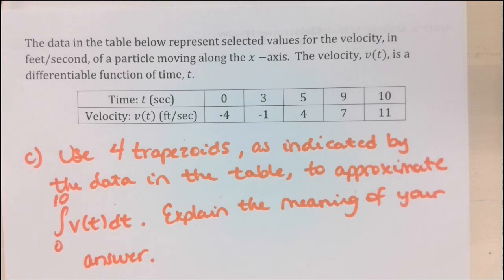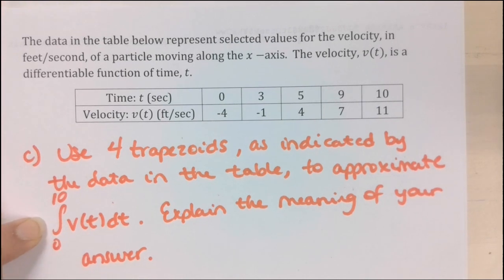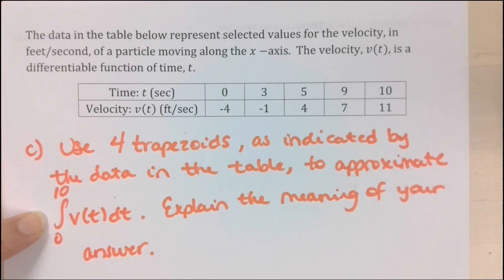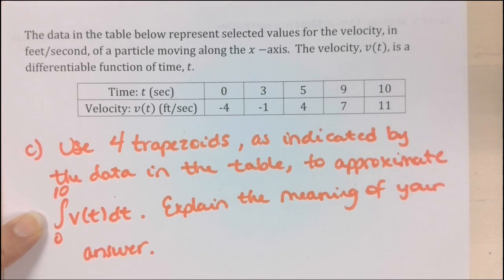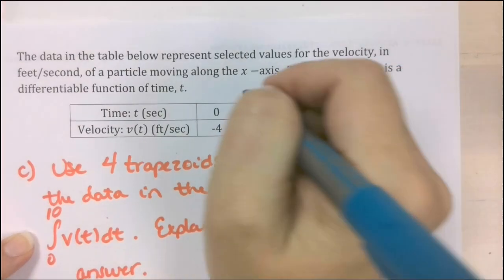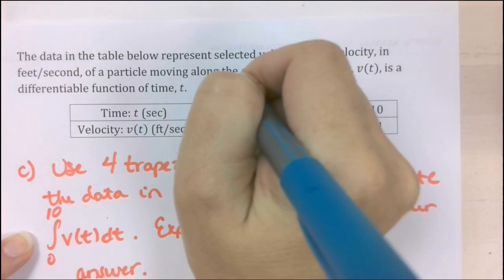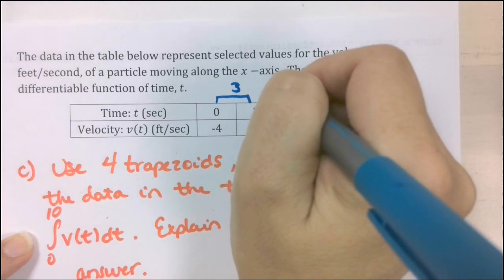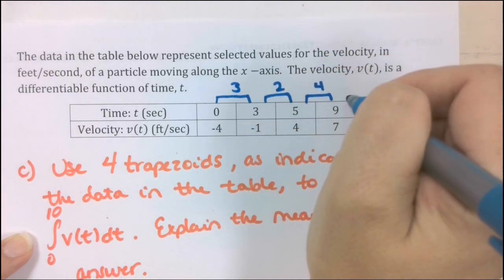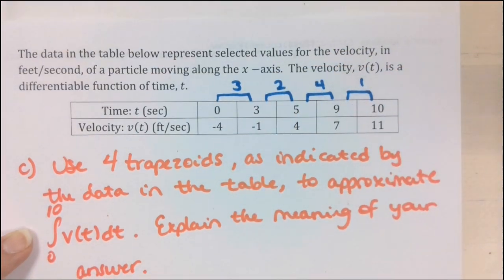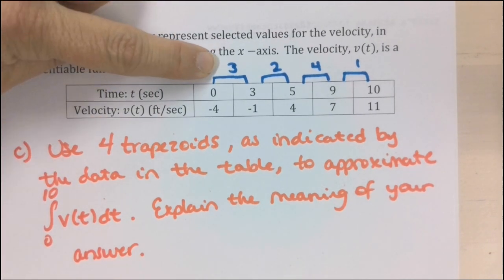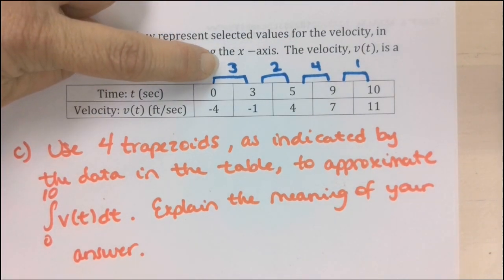Okay, last question for this set of data. Use 4 trapezoids as indicated by the data in the table to approximate the integral from 0 to 10 of v of t dt, and explain the meaning of your answer. All right, so first of all, let's go ahead and work on this approximation. I'm going to mark off my 4 intervals and determine the height of each one. Remember that the height is the delta x. Notice all of my heights are different, so it's important that we pay attention to that.